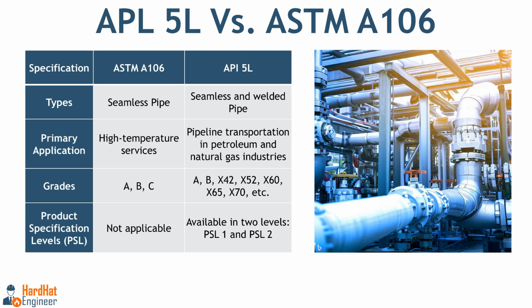A106 has three grades, A, B, and C, with grade B being the most common. These grades reflect differences in the mechanical properties like tensile strength and yield strength. API 5L has multiple grades, including grade A, B, X42, X52, X60, X65, X70, etc. The X grades represent higher strength pipes, with numbers indicating the minimum yield strength in KSI. For example, X52 has a minimum yield strength of 52,000 psi. Further, API 5L pipes are available in two product specification levels, PSL1 and PSL2.